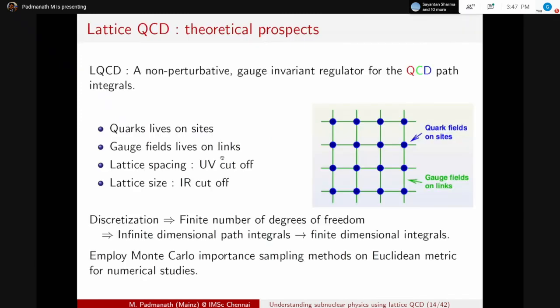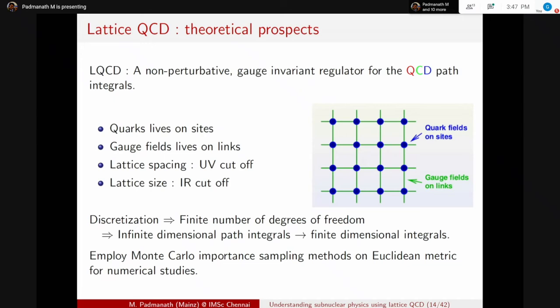A very brief idea of lattice QCD. We put the gauge theory on a discretized space-time, which is a non-perturbative gauge invariant regulator. Here we put the quarks on the sites and gauge fields on the links so that there is gauge invariance. The lattice spacing gives a UV cutoff for the theory, and we put the lattice in a box, so the size of the lattice gives you an infrared cutoff.